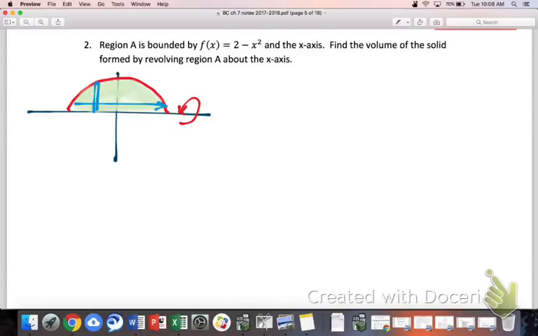So as far as our setup goes, we would say pi times the integral from where to where? Where would we start accumulating and where would we stop? Isn't it like negative root 2? Yeah, essentially these x-intercepts, right? And if you set the f of x equal to 0, that's exactly what you'd get, plus or minus root 2. So we'd integrate from negative root 2 to root 2.